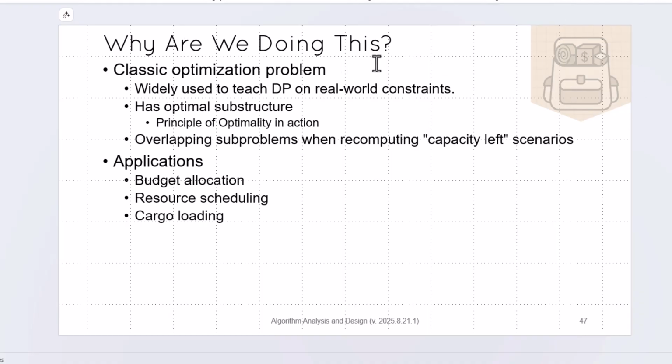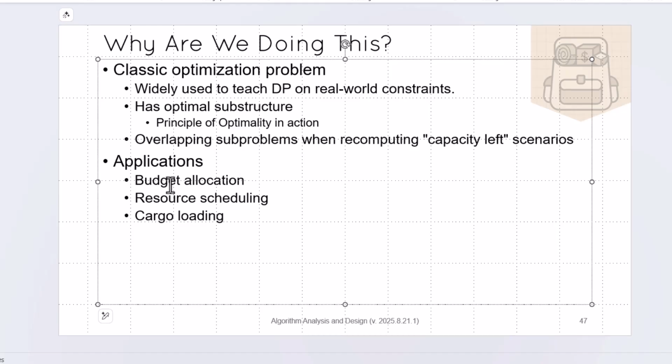It's widely used to teach dynamic programming on real-world constraints. It has optimal substructure. Principle of optimality is in action. Overlapping subproblems when recomputing the capacity left scenarios. Real-world applications would not be me helping you burglarize a jewelry store. Hopefully you don't do that, because I will turn you in if the cops ask.